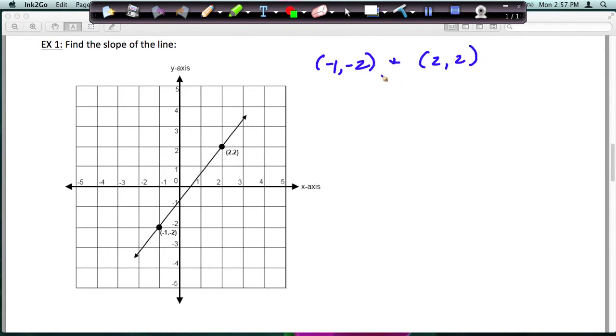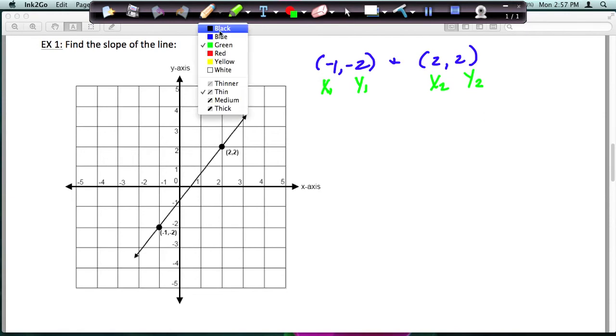So the biggest thing is make sure you plug in the right point. So it might help you to label the point so you don't accidentally put in the wrong point in the wrong place in the formula. So I'm just going to call this one the first point, so x1, y1, and this the second point, x2, y2. And that'll just help make sure that I label this correctly.